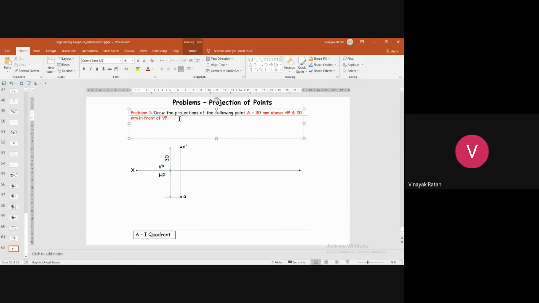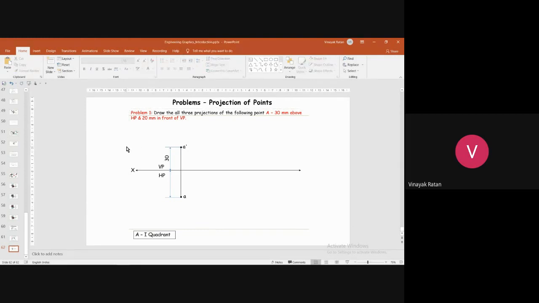Draw all three projections. It means you have to draw front view, top view, and also side view. Side view, you can draw any side view. You can either draw right side view or left side view. Let me draw right side view.